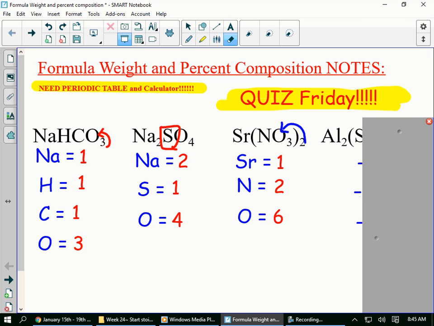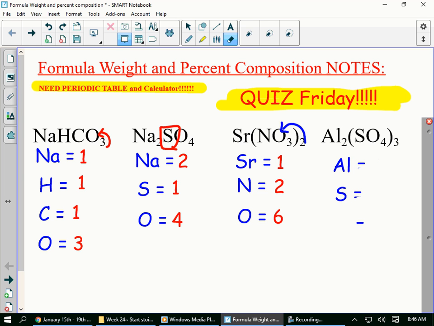All right, make it a little harder. We have aluminum sulfate here. So we have aluminum, sulfur, and oxygen. How many aluminums do you see? 2. Sulfurs? Good. 3 times 1 is going to give me 3. And how many oxygens? 12. So very good. Again, some prerequisite knowledge you guys should have.